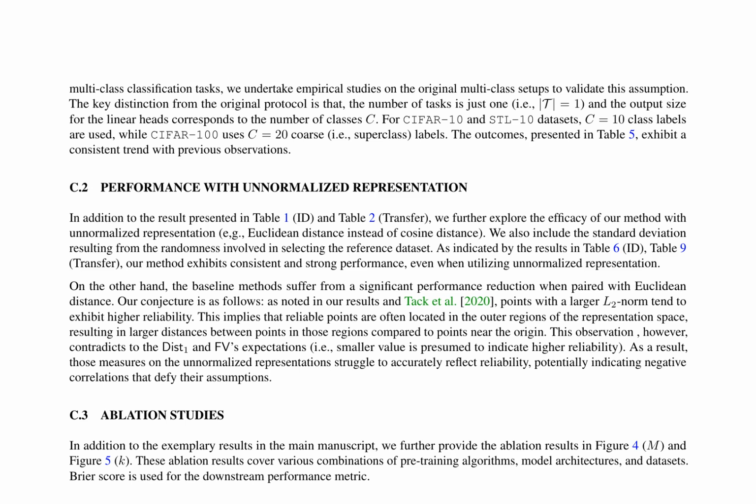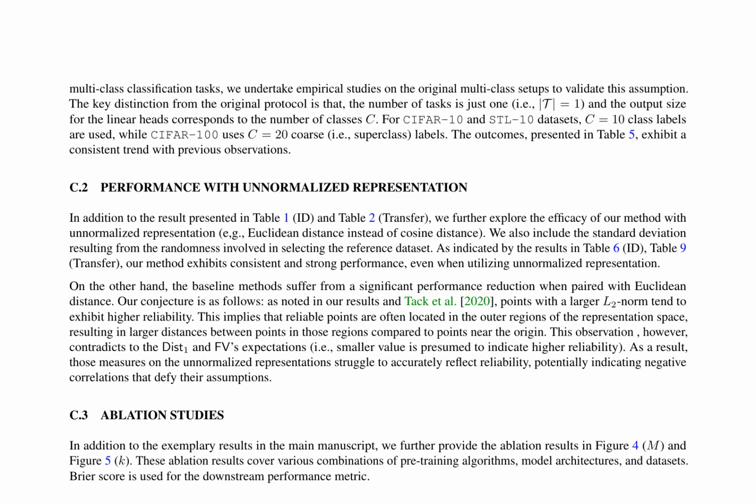The key distinction from the original protocol is that the number of tasks is set to 1, and the output size for the linear heads corresponds to the number of classes C, which is 10 for CIFAR10 and STL10 datasets, and 20 for CIFAR100 using coarse labels. The results, presented in Table 5, exhibit a consistent trend with previous observations.